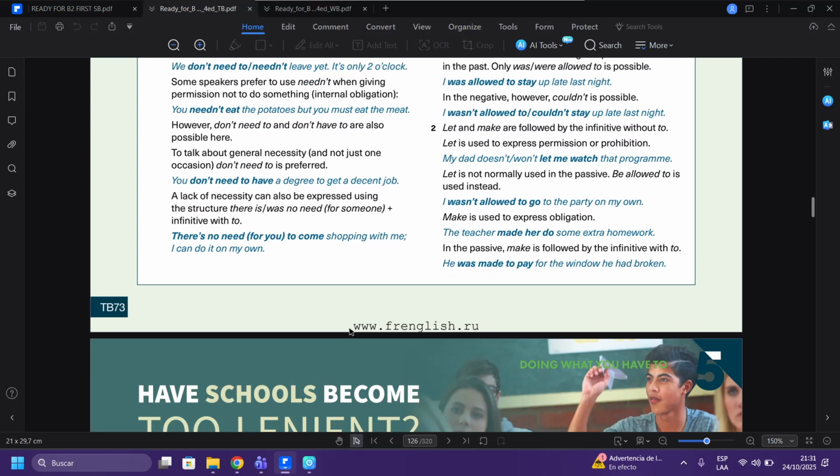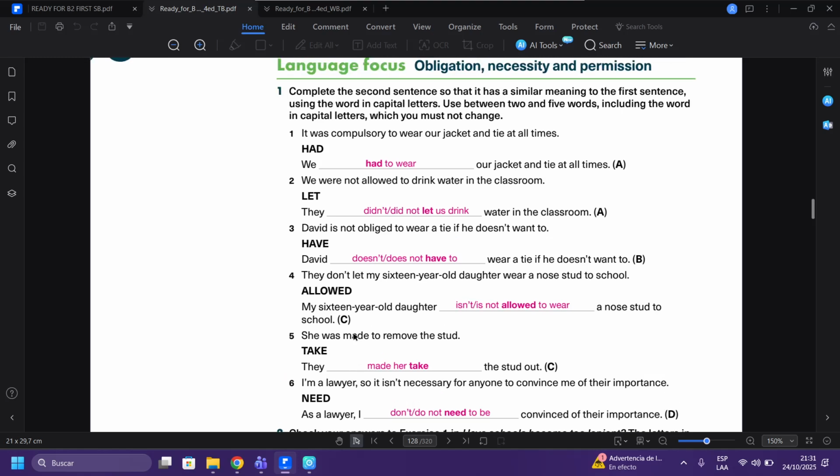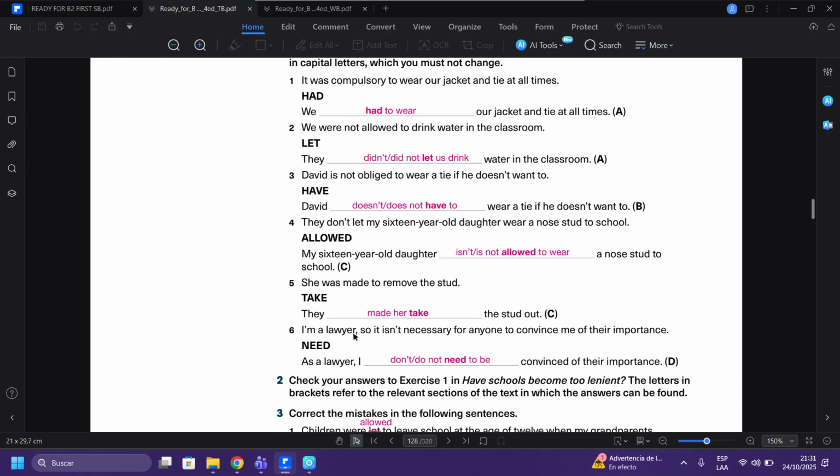Okay, so I'm going to show you the answer so you can check the spelling. There you are. Number one, we had to wear. Number two, they didn't let us drink. Number three, David doesn't have to. Number four, she is not allowed to wear. Number five, they made her take. Number six, I don't need to be convinced. That is the answer in number six.